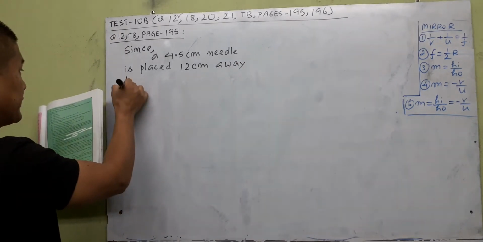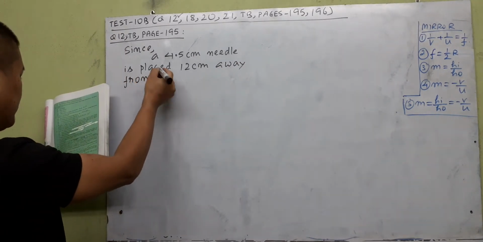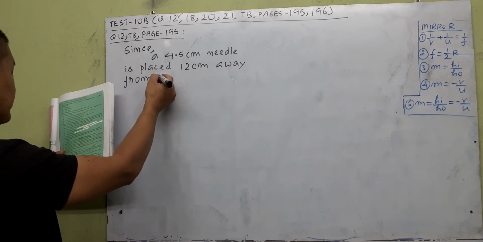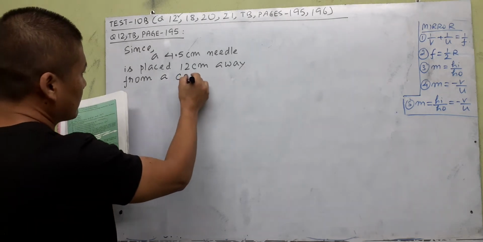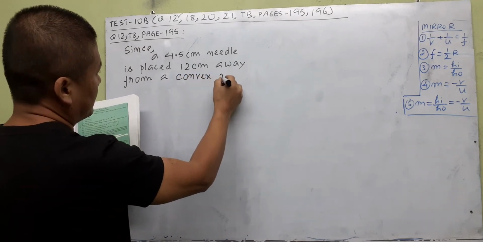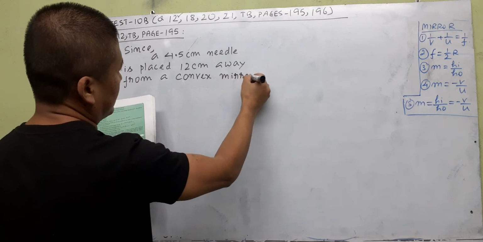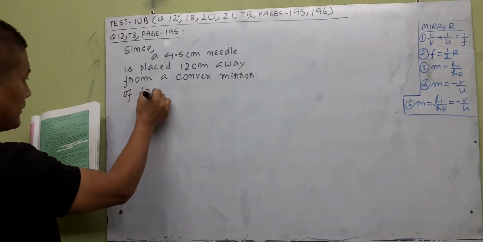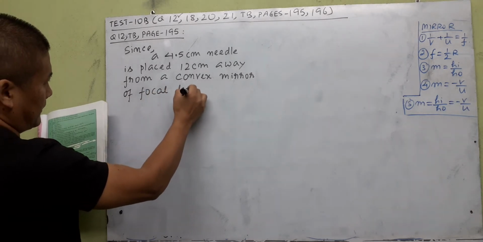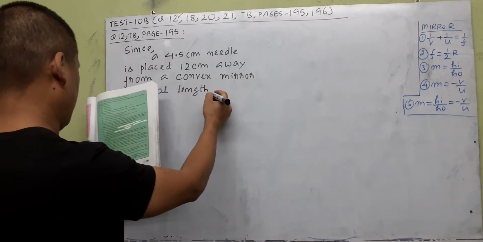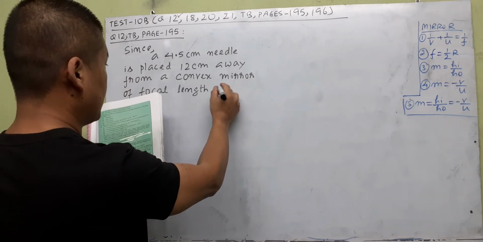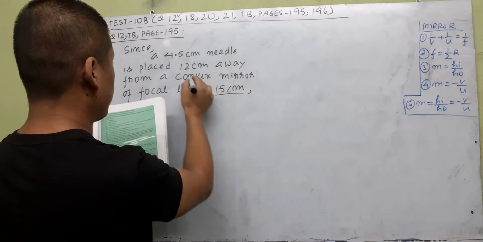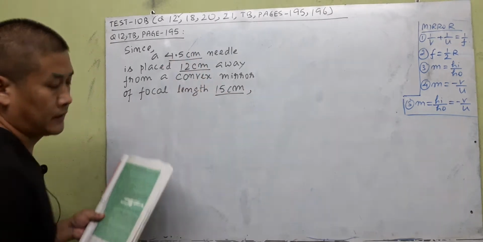from a convex mirror. So write along with me in your copy. Away from a convex mirror, very clearly a convex mirror, of focal length 15 centimeter. This much is given to us. This one is going to be important, this and this.